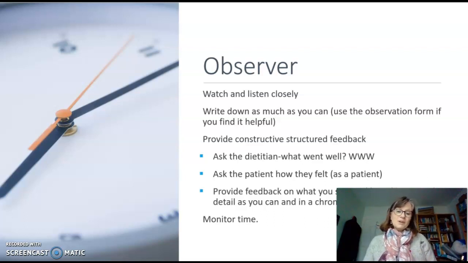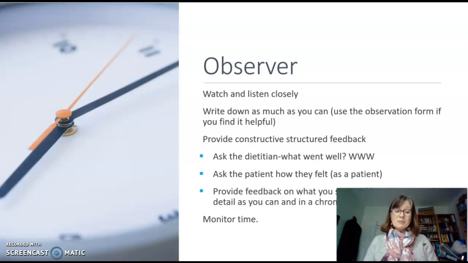And then the observer has to provide feedback on what they saw and heard, as much detail as you can, and in chronological order, so in the order that it happened. Please try as hard as you can to write down some things that the person actually said. So rather than saying, oh, you welcomed them, well, what did you actually say? What words were used? So as much detail as you can.